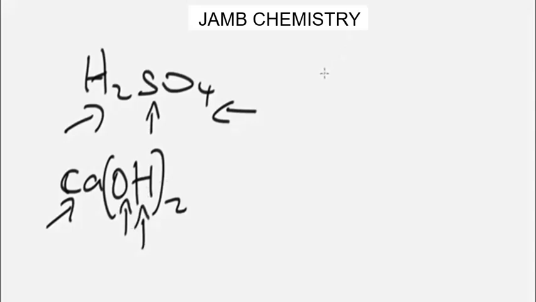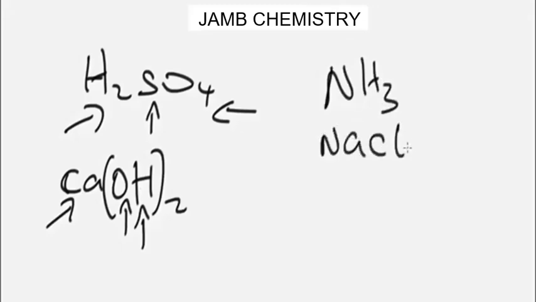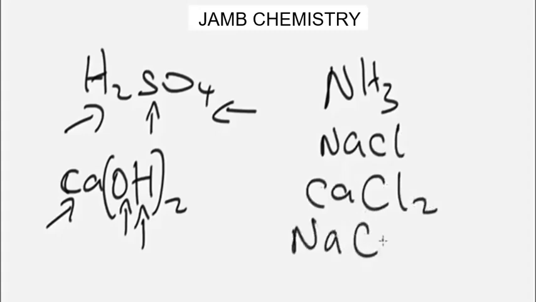So let's look at random examples. We have ammonia. These are compounds. We have sodium chloride, calcium chloride, sodium carbonate, potassium hydroxide. So these are examples of compounds. It's a combination of two or more elements chemically, so two or more elements chemically combine to form a compound.